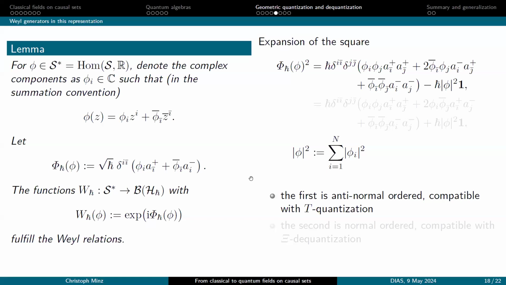And whenever you do this, now you have different ways of ordering the operators. So in fact, when you expand this product out, you can, for example, order all these A minus operators to the left of the A plus operators, which is quite often referred to as the antinormal ordering.